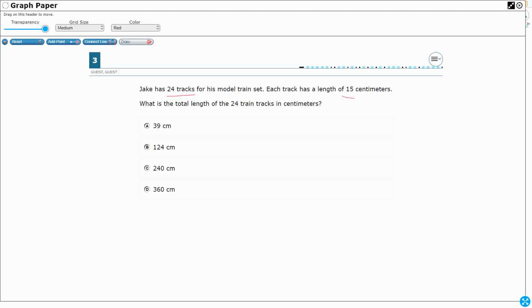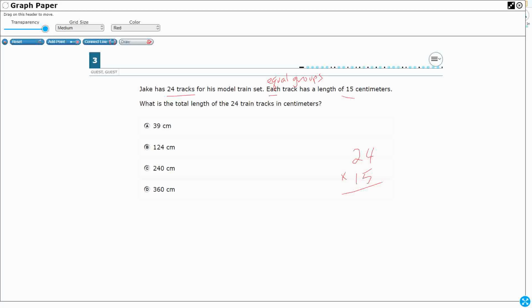Well, each track, right, this means equal groups. And so this is just getting us 2 by 2 multiplication, right? 24 times 15. You can make an area model. You can do partial products if you want. I'll just do the standard algorithm. But that equal groups lets us know we are going to multiply.